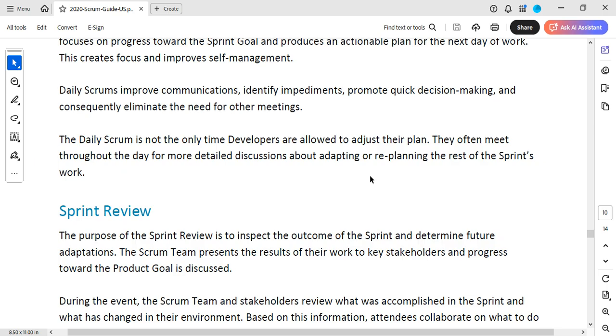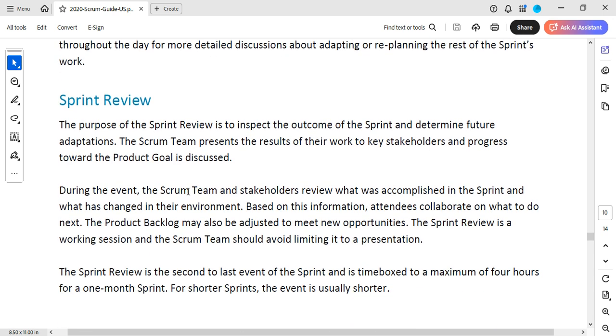So they often meet throughout the day for more detailed discussion about adapting or replanning the rest of the sprint's work. Maybe someone says, oh, hey, I want to do this. Can we just go for coffee, or can we just meet for 5 or 10 minutes so that we can review this? That kind of thing.